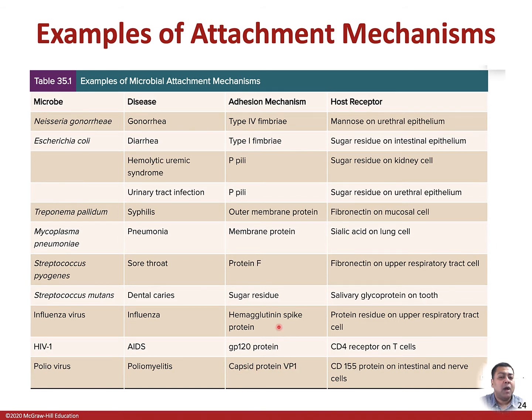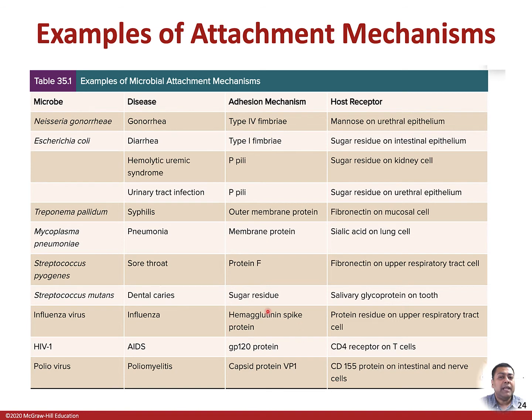Capsid protein VP1. So these are some very specific proteins on the surface of the viruses which attach to a particular receptor. Say, for example, GP120 binds the CD4 on the T cells. Hemagglutinin binds to the protein residues on the upper respiratory tract. Specifically, we know that those have a sialic acid in there. On the other hand, the capsid protein VP1 binds to the CD155 protein on intestinal and nerve cells.